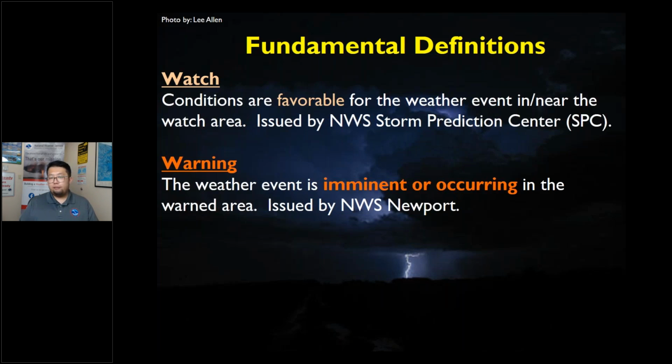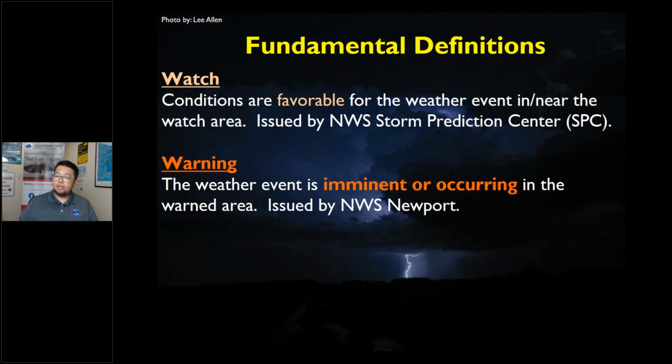People that have done SKYWARN before, or who are weather enthusiasts, you're probably saying, hey, Mike, come on, this is basics, this is first grade here. Well, first grade or not, this is incredibly important information. So we want to make sure that you know the difference between a watch and a warning, and that folks at home know the difference, that you can tell maybe your friends or your family, help explain to them as well.